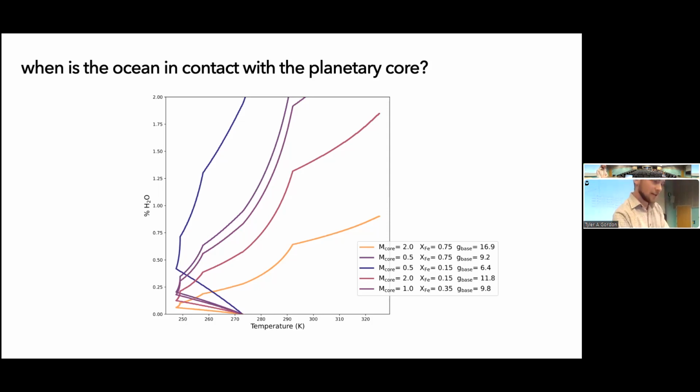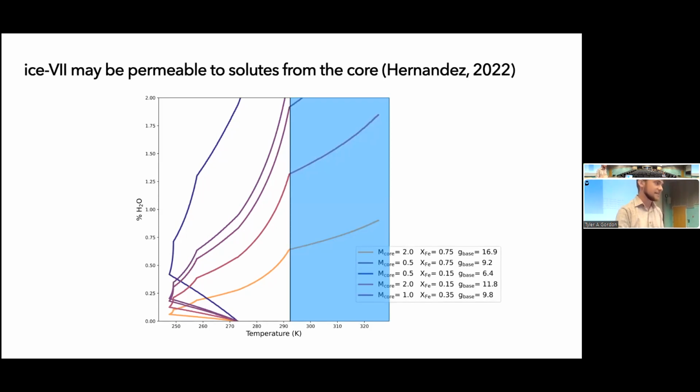And then the final thing that I want to note is that if it is the case that ice 7 is more permeable to solutes than ice 6 and other high pressure ices, then you could maybe consider everything to the right of about 291 Kelvin here, you're going straight from a liquid water ocean layer into a high pressure ice mantle that's entirely ice 7. So you might consider everything to the right of that line to be potentially advantageous for habitability, because you may have more exchange of solutes in that scenario.